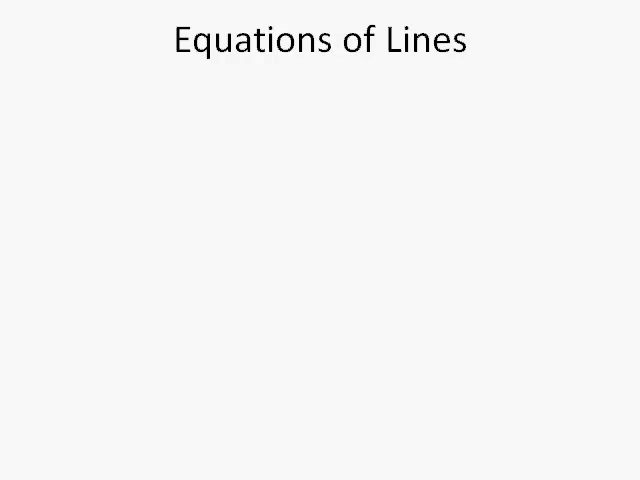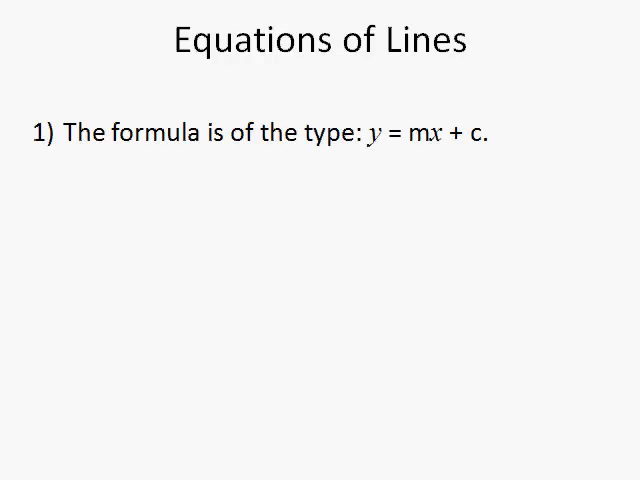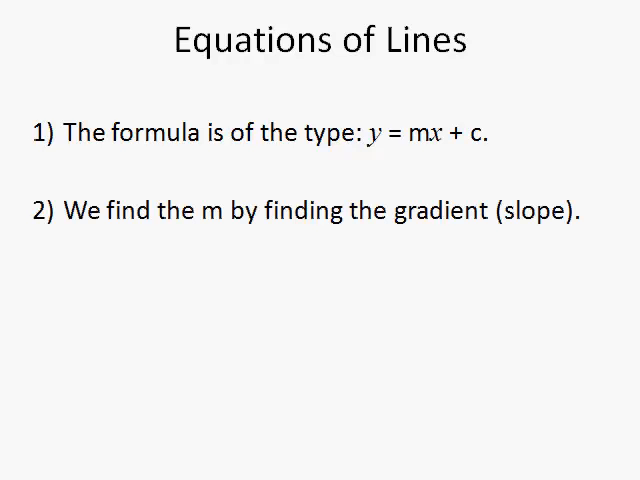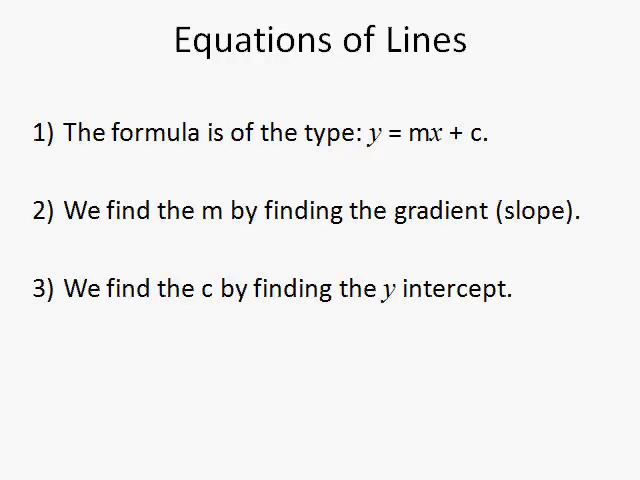This video is going to look at how we write the equations of straight lines. They all have the formula of the sort y = mx + c. We find the m in the equation by finding the gradient, sometimes known as the slope. We find the c by finding the y-intercept.